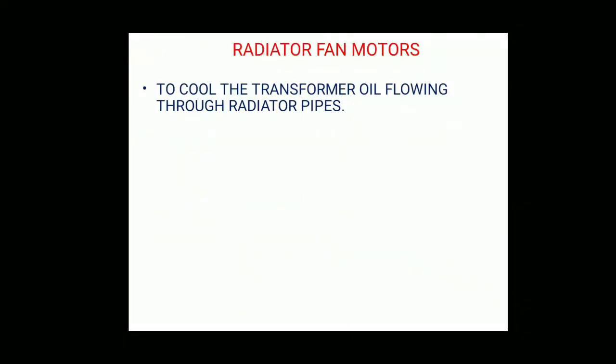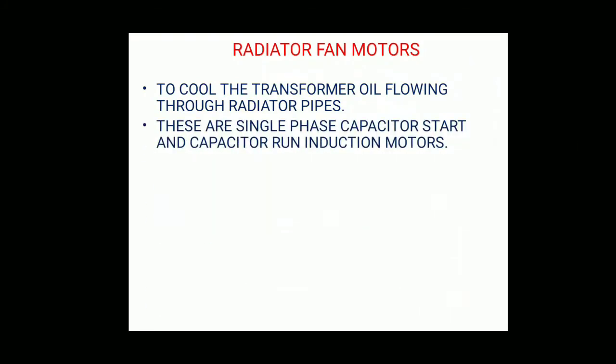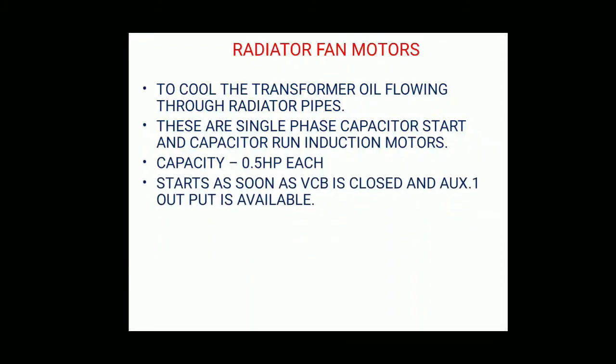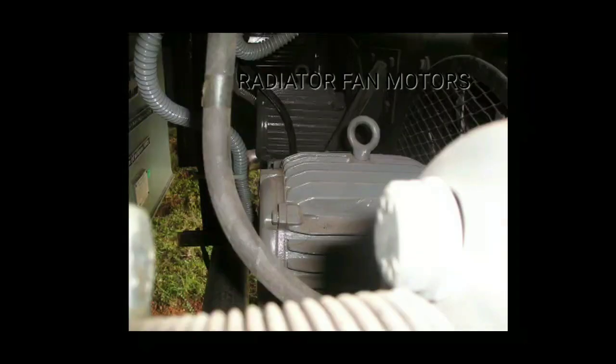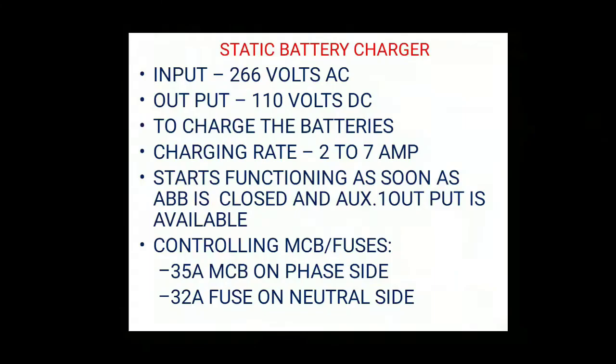Radiator fan motors. These motors are provided to cool transformer oil in the radiator. They are single phase capacitor start and run induction motors of capacity 0.5 HP each. They start as soon as VCB is closed and power is available at the auxiliary 1 winding. Each motor is protected by a 5 amps MCB on phase and a 16 amps common fuse on neutral. These motors are located in the motor coach under frame.